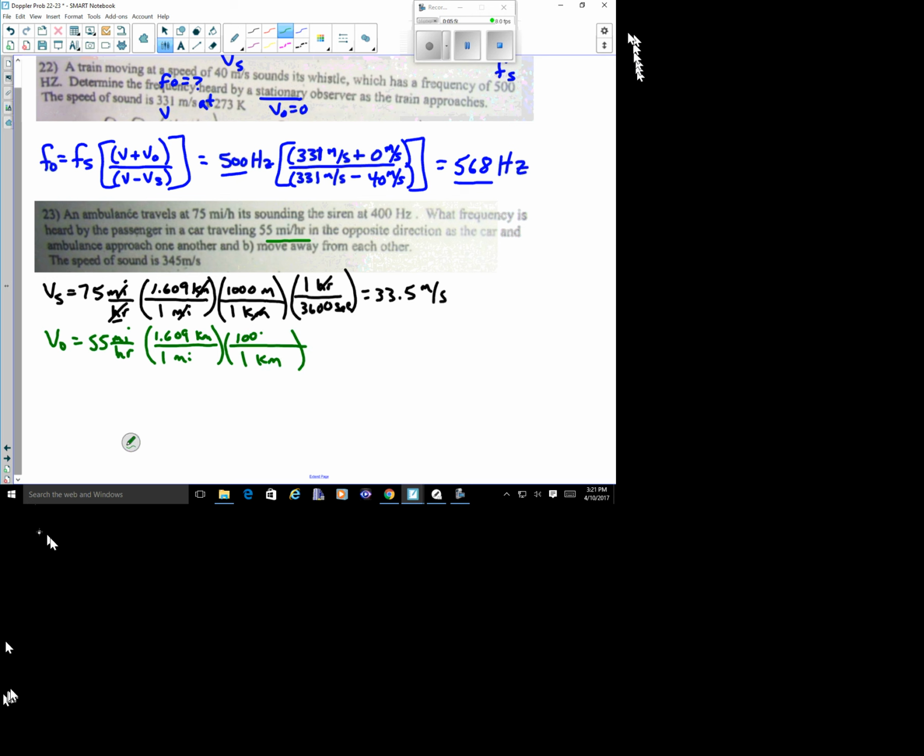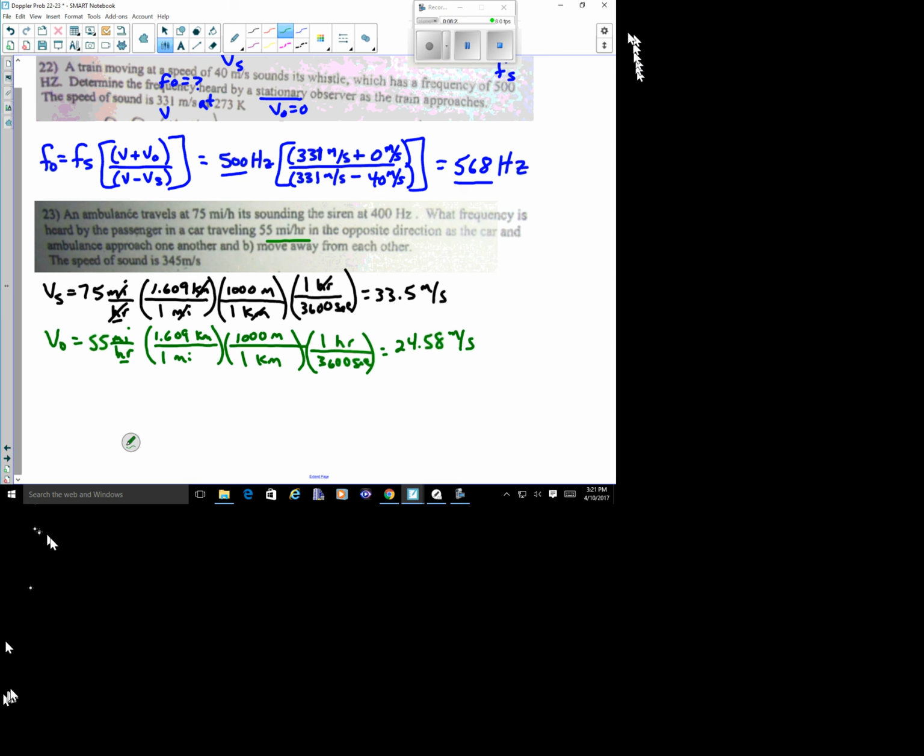Got to get my hours to cancel out, so put an hour on top because it's on the bottom over here. 3,600 seconds. And so that gives me a total of 24.58 meters per second. And that's going to be the velocity of the observer. So now I got to figure out, well, what the heck is the observer actually going to hear?